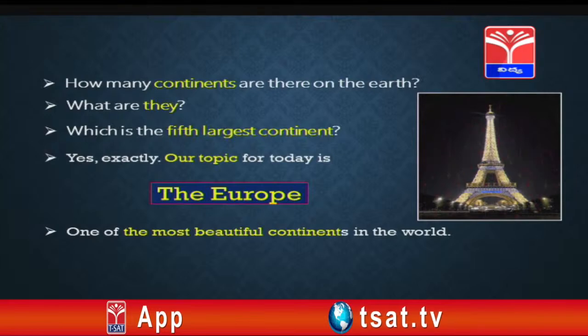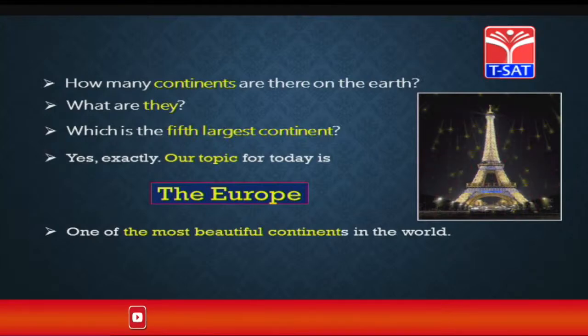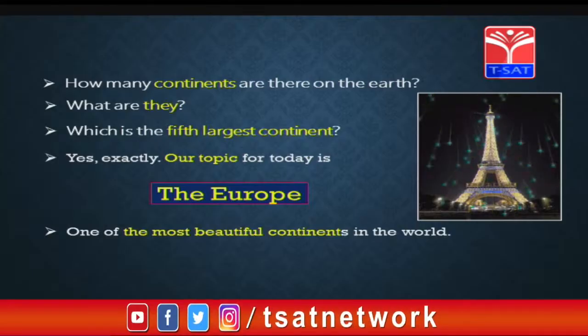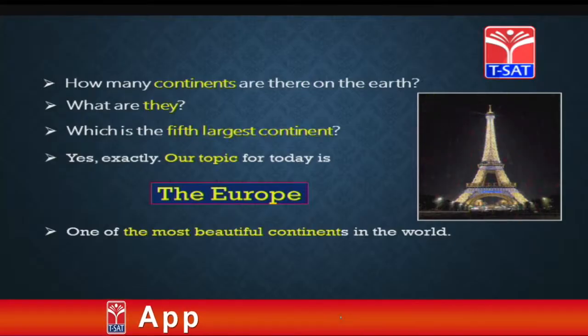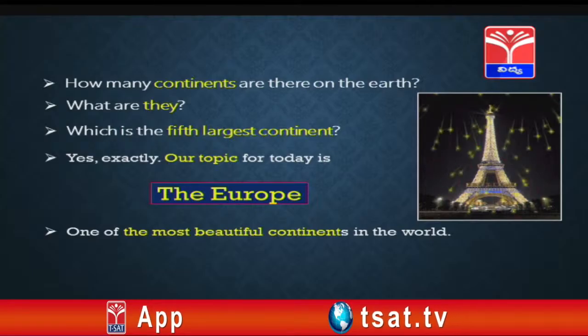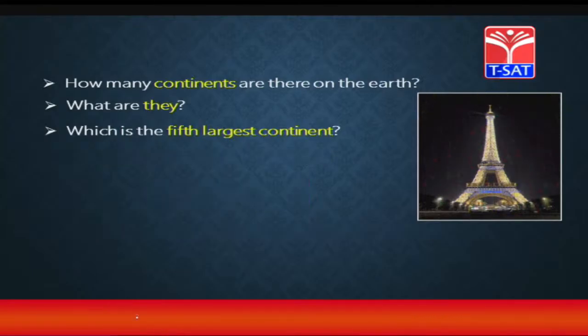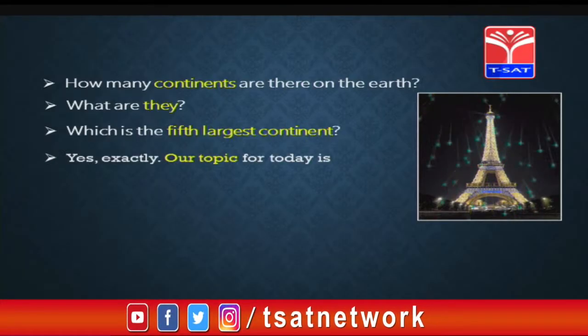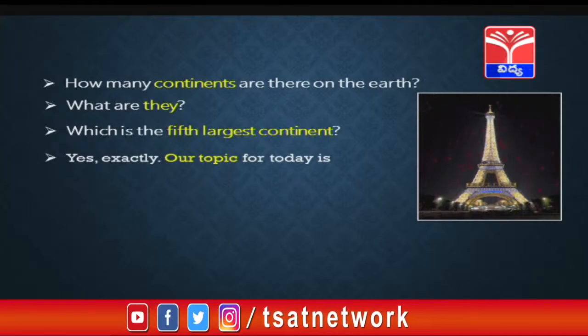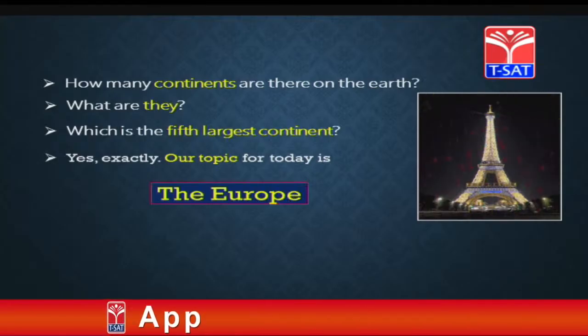How many continents are there on the earth? Yes, 7 continents. What are they? Asia, Africa, North America, South America, Europe, Australia, Antarctica. Which is the 5th largest continent? Europe. Yes, exactly. Our topic for today is Europe.